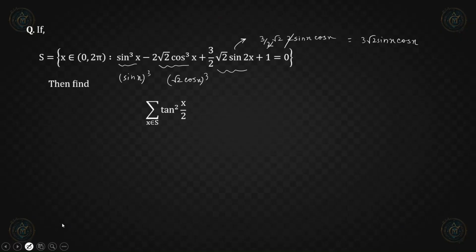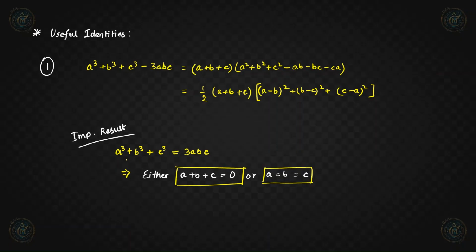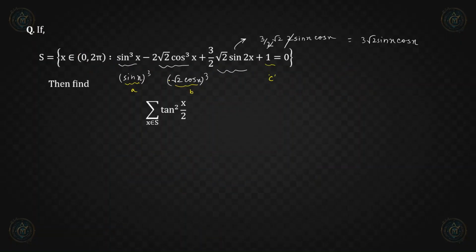Now for some time, if I call sin x equal to some a, root 2 cos x to be some b and this 1 to be some c, then this is nothing but a cube minus b cube plus c cube, right? And we are interested to create this form: a cube plus b cube plus c cube minus 3abc equal to 0. So first of all, we have to have a plus sign here, so we have to include this minus sign here, so that minus 1 whole cube will become minus 1. So the minus sign will come here.